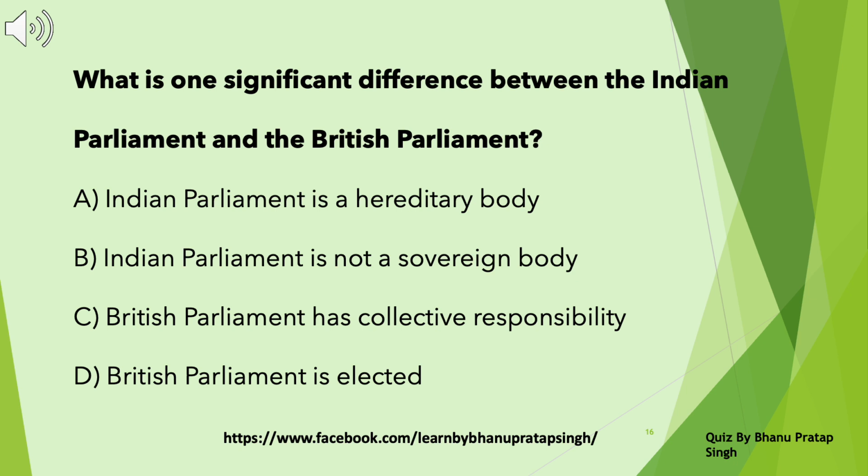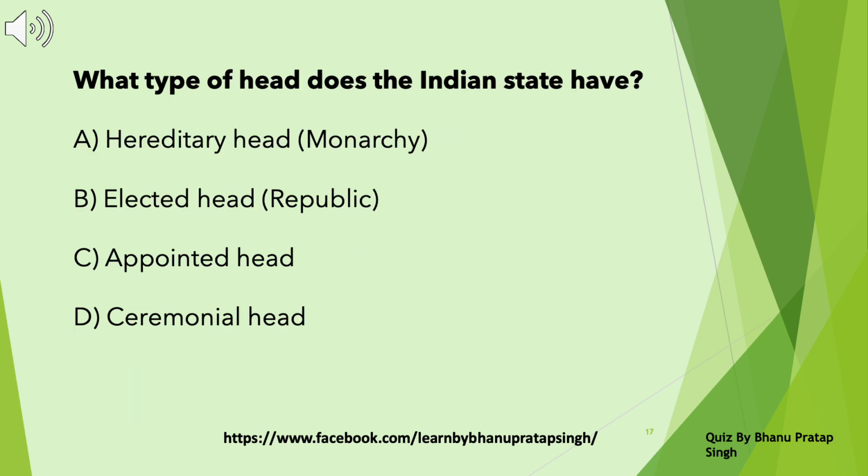Answer B. Indian Parliament is not a sovereign body. What type of head does the Indian state have? A. Hereditary head, monarchy. B. Elected head, republic. C. Appointed head. D. Ceremonial head. Choose the correct answer. Answer B. Elected head, republic.